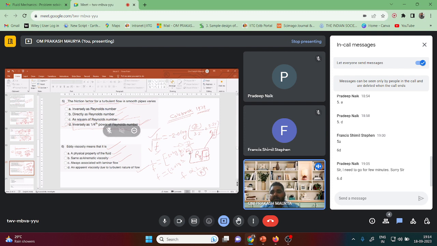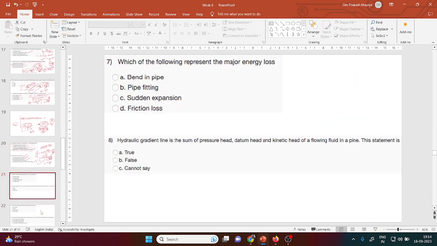So basically I will solve the next question. Question number 7 is about which of the following represents the major energy loss: bend, pipe fitting, sudden expansion, or the friction loss. So please write your answer in the chat box. Which option is correct?